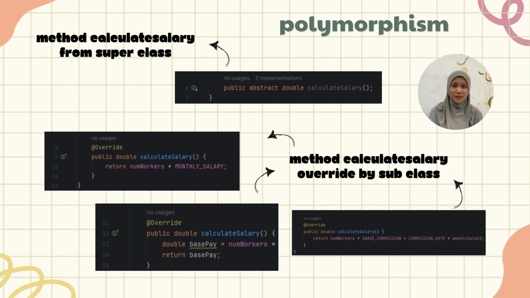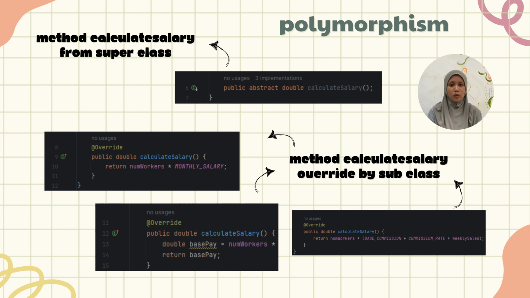Being an abstract method means that any class inheriting from the worker class must override this method and provide its own implementation. The purpose of this method is to calculate and return the salary of a worker, but the specific calculation logic is left for the subclasses to define. In summary, the calculate salary method is a declaration without an implementation in the worker class, indicating that subclasses must override it and provide their own salary calculation logic.